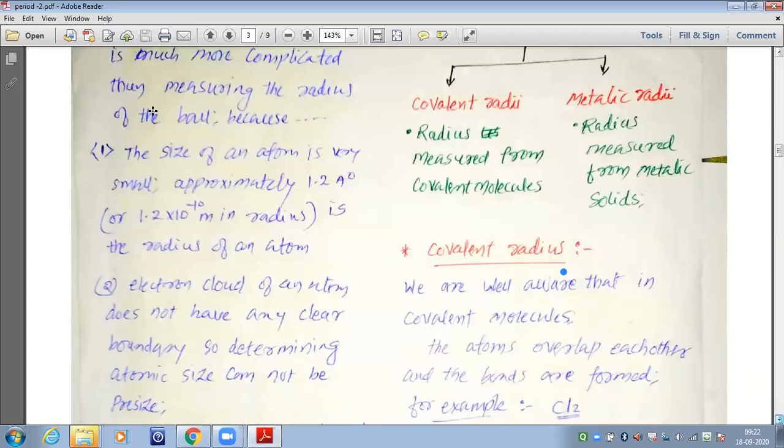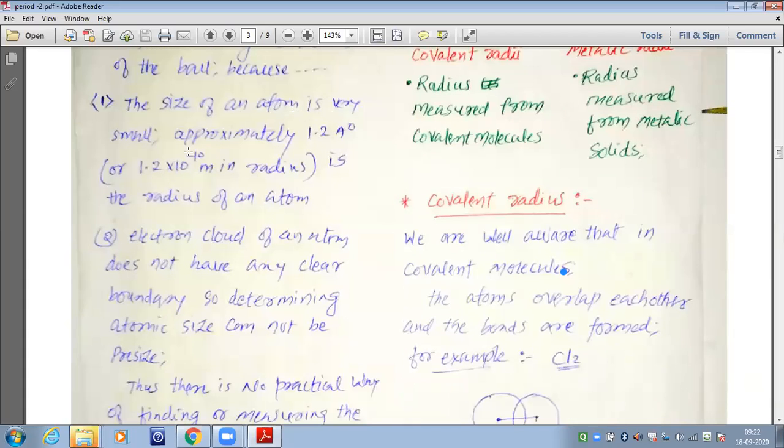The first reason is the size of an atom is very small. It is approximately 1.2 angstrom or 1.2 × 10^-10 meter in radius. So the radius of an atom is very, very small, in the order of 10^-8 meter. And we do not have an available scale so that we can measure the radius of an atom. At the same time, we are even aware that Heisenberg said that it is uncertain.